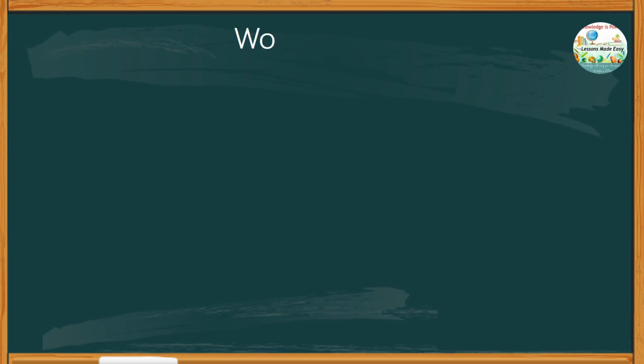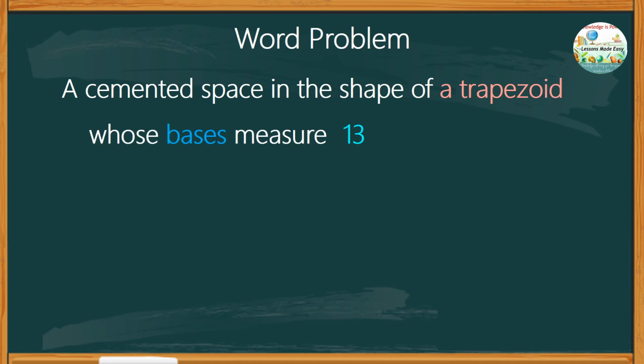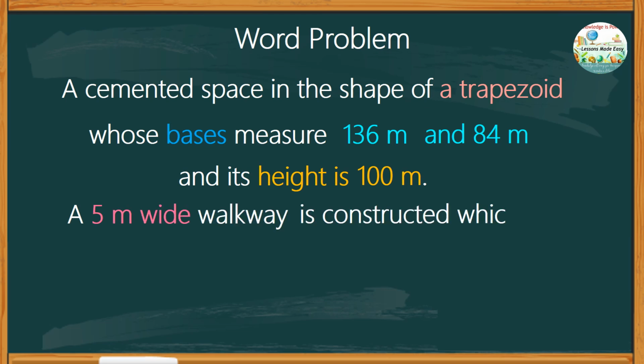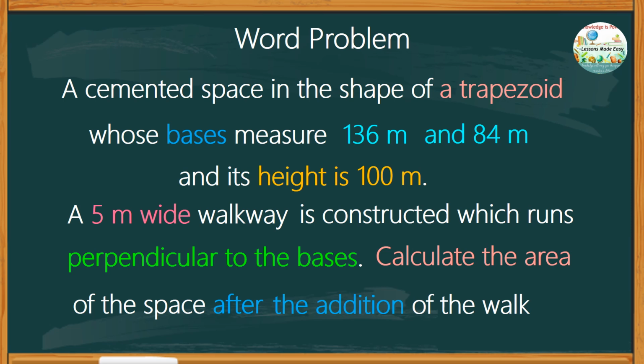Try to answer this word problem. A cemented space in the shape of a trapezoid whose bases measure 136 meters and 84 meters, and its height is 100 meters. A 5-meter wide walkway is constructed which runs perpendicular to the bases. Calculate the area of the space after the addition of the walkway.